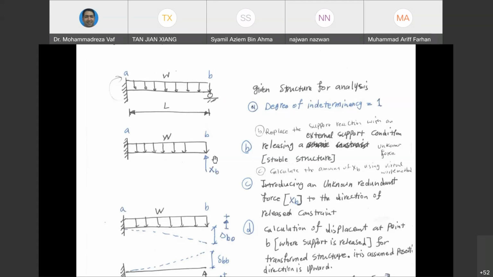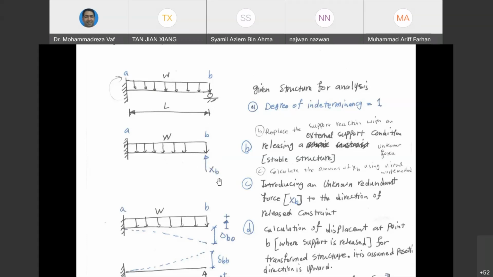In the selection of that redundant support, what is very important is that if you remove it, the structure should remain still stable. For example, at this point, if I remove this support and I assume that this support reaction is the redundant one and I want to calculate this support reaction through the force method. So if I remove the support reaction, I get the cantilever beam, which is still a stable structure. So I can select that one.